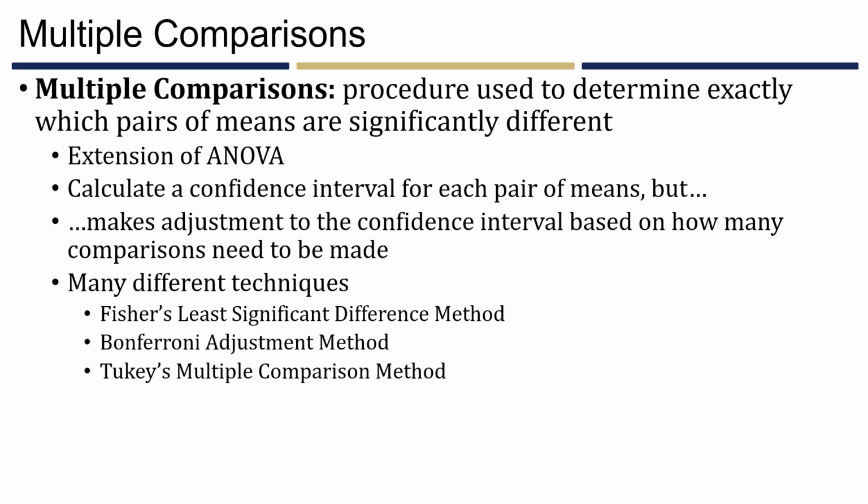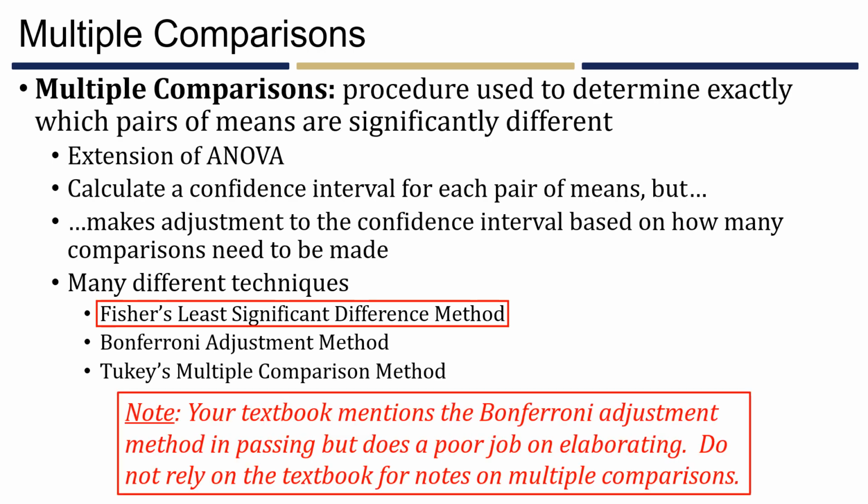Now, there are a lot of different techniques for performing multiple comparisons. We have Fisher's least significant difference method, we have the Bonferroni adjustment method, and we have Tukey's method of multiple comparisons. Now, the one that we're going to focus on is Fisher's least significant difference method. Your textbook mentions the Bonferroni adjustment method in passing, but in my opinion, it does a very poor job on elaborating on this. So I would not rely on the textbook for notes on multiple comparisons. I would focus a little bit more on what I'm going to cover here over the next few minutes.